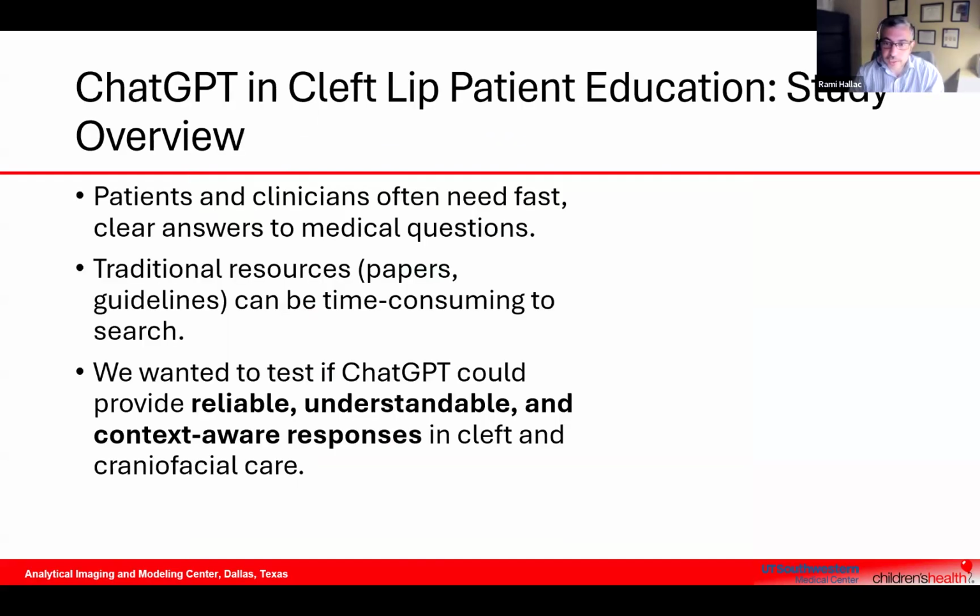So in our study, we decided to test the large language models in answering clinical questions. We designed a set of common patient and parent questions related to cleft lip conditions. We focused on 10 of the most commonly asked questions, which we selected from the American Society of Plastic Surgeons patient information material. We entered these questions into ChatGPT and collected its responses. Our goal was to understand where the model performs well and where it falls short, and how it might one day support or even enhance clinical communication and decision-making.